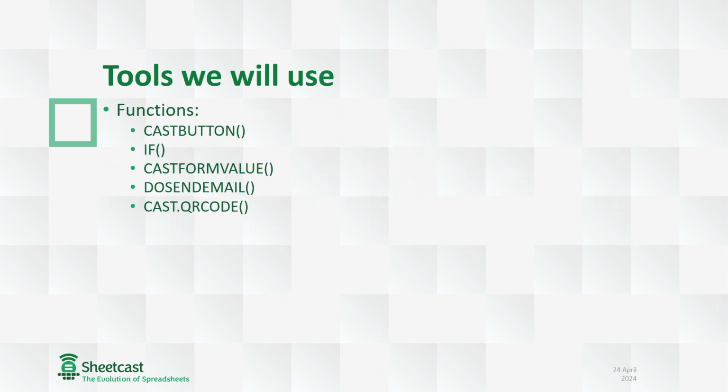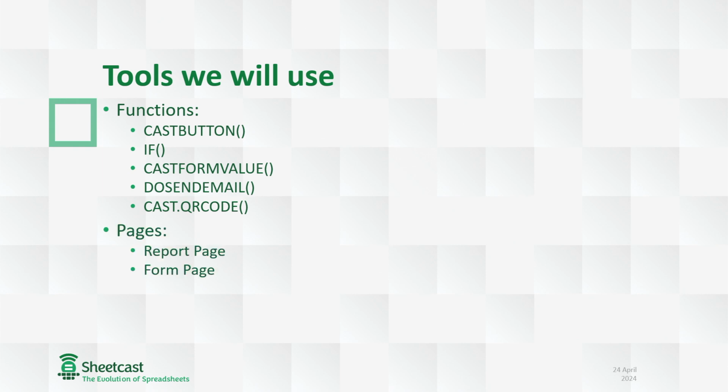What we're going to be using today are 4 of our custom functions: cast button, which allows us to create a button; cast form value, which allows us to pull values in from a form that's being submitted; do send email, which is going to take the email that you enter, use a template that we create, and send you an email; and then cast QR code, which is going to generate a QR code based off of the link that we provide and also sizing differences.